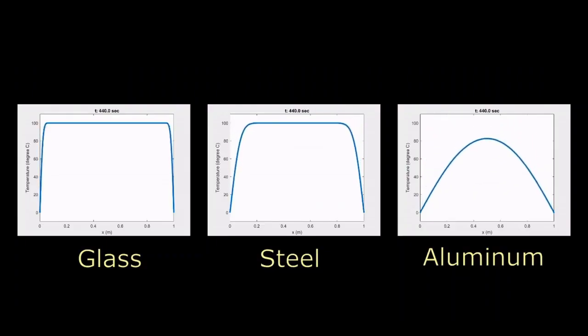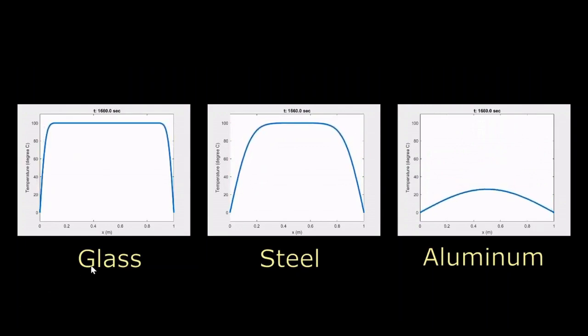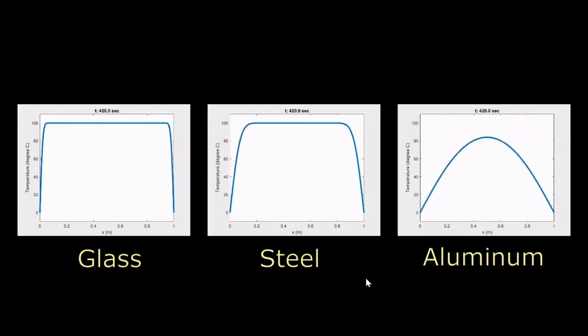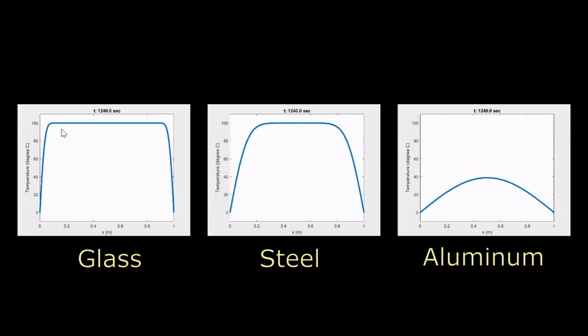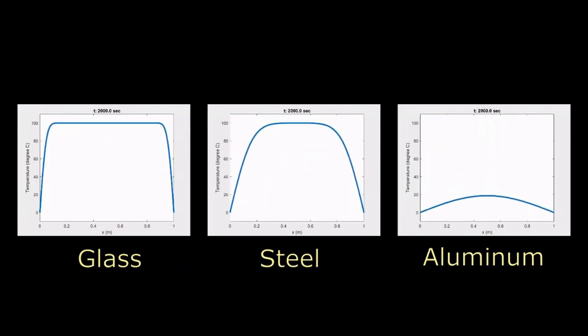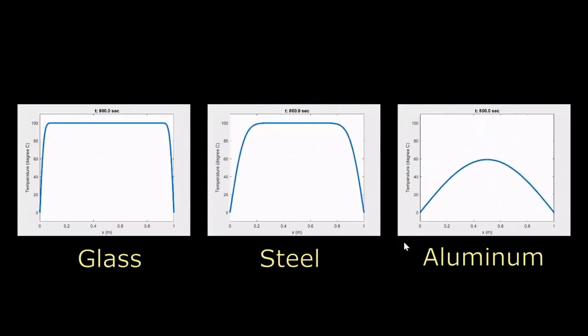You can see here how the temperature profile varies over time within different materials, glass, steel, and aluminum. And you can see particularly that the heat diffusion within the glass is much slower than that within the steel, and similarly the heat diffusion within steel is much slower than that within the aluminum.